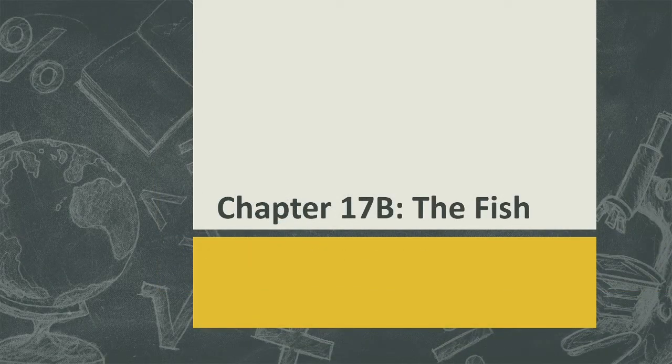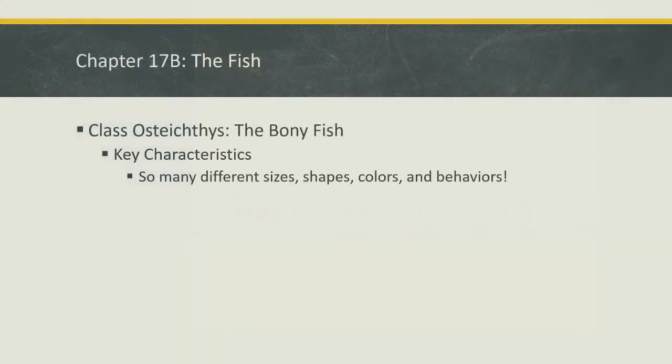We're still in chapter 17, the ectothermic vertebrates. Again, those are the cold blooded vertebrates, so they are not able to regulate their body temperature. And in particular, now we're in 17, part B, the fish. First of all, we look at the main group, which is classed Osteichthyes. Again, the oste basically means bone, and the ichthys, Greek for fish, so these are the bony fish.